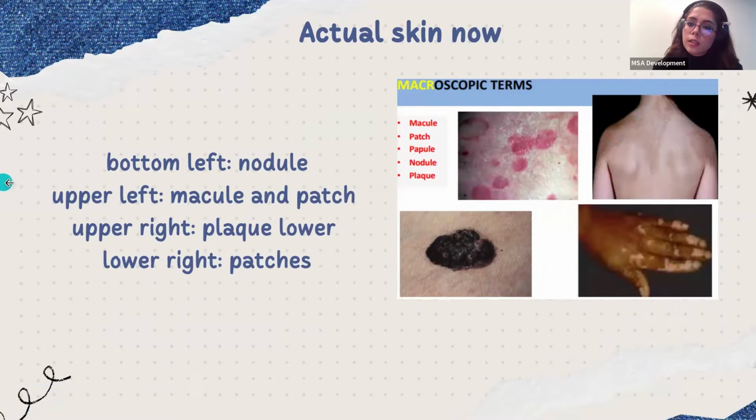That was from Dr. Abra's slides. I just added the schematics because I found the visualization of what was mentioned is better. This is what they look like on actual skin. The bottom left is a nodule. This is a patch. The small one would be a macule, the bigger ones would be a patch. Plaques, patches.